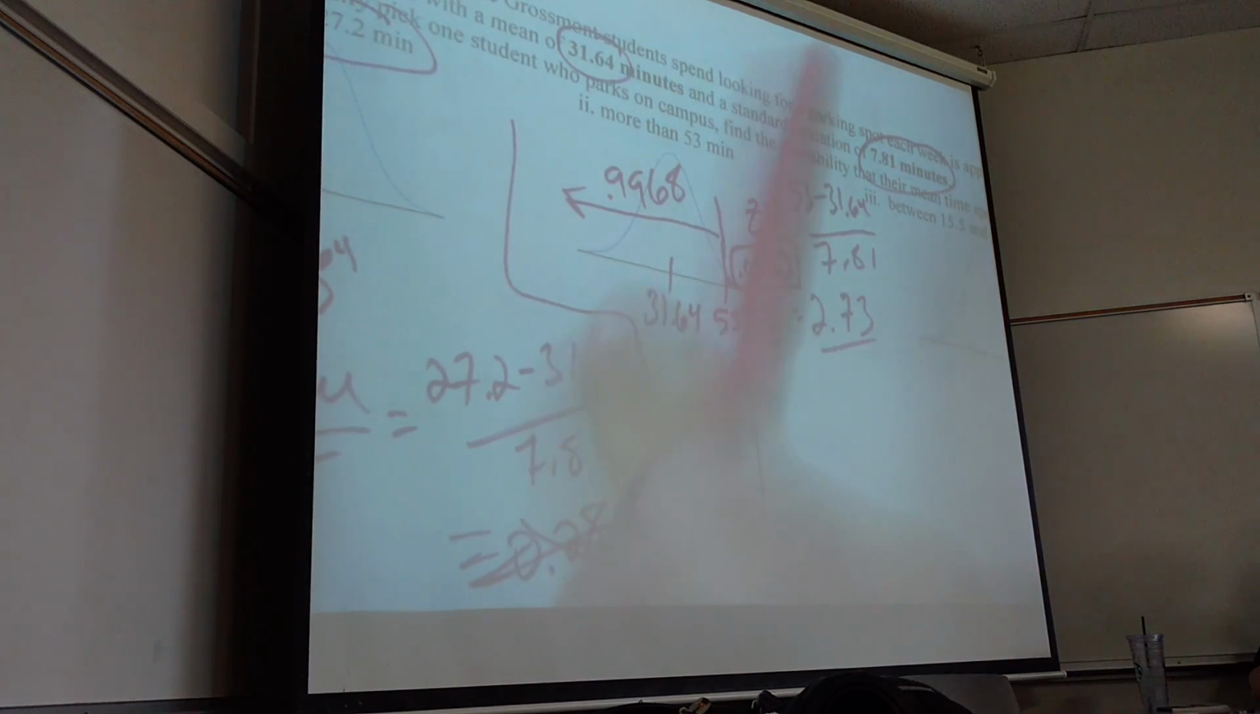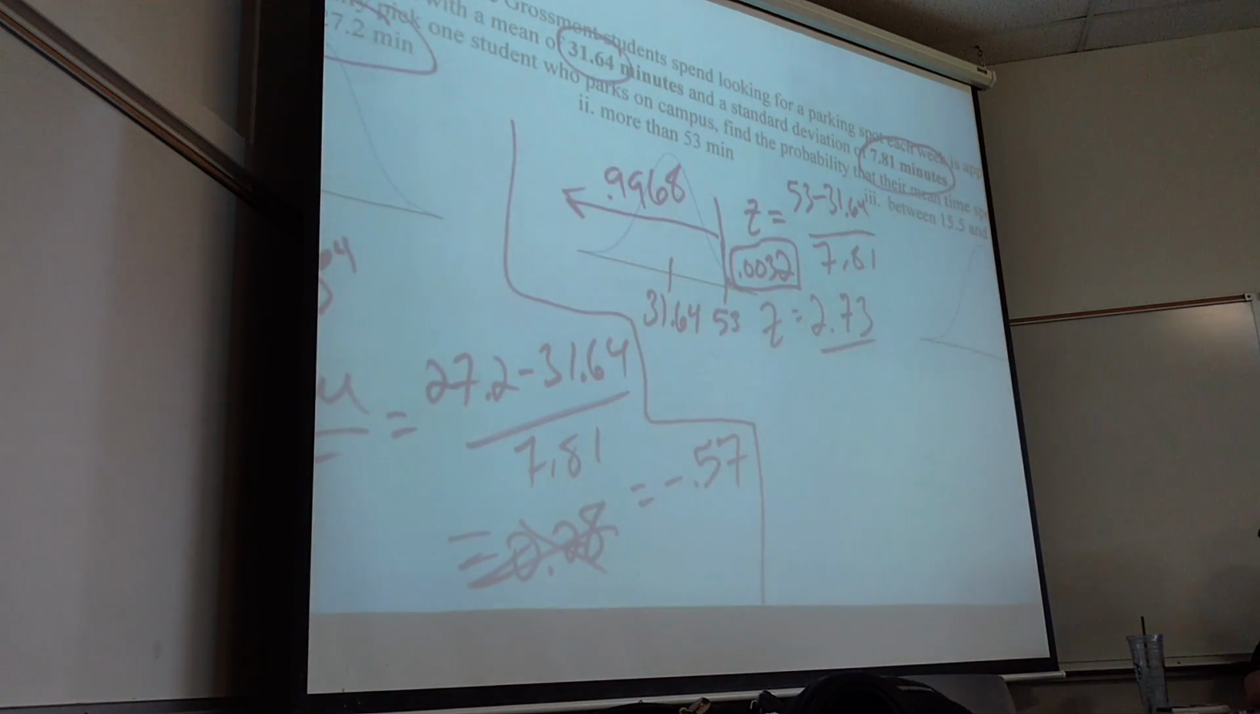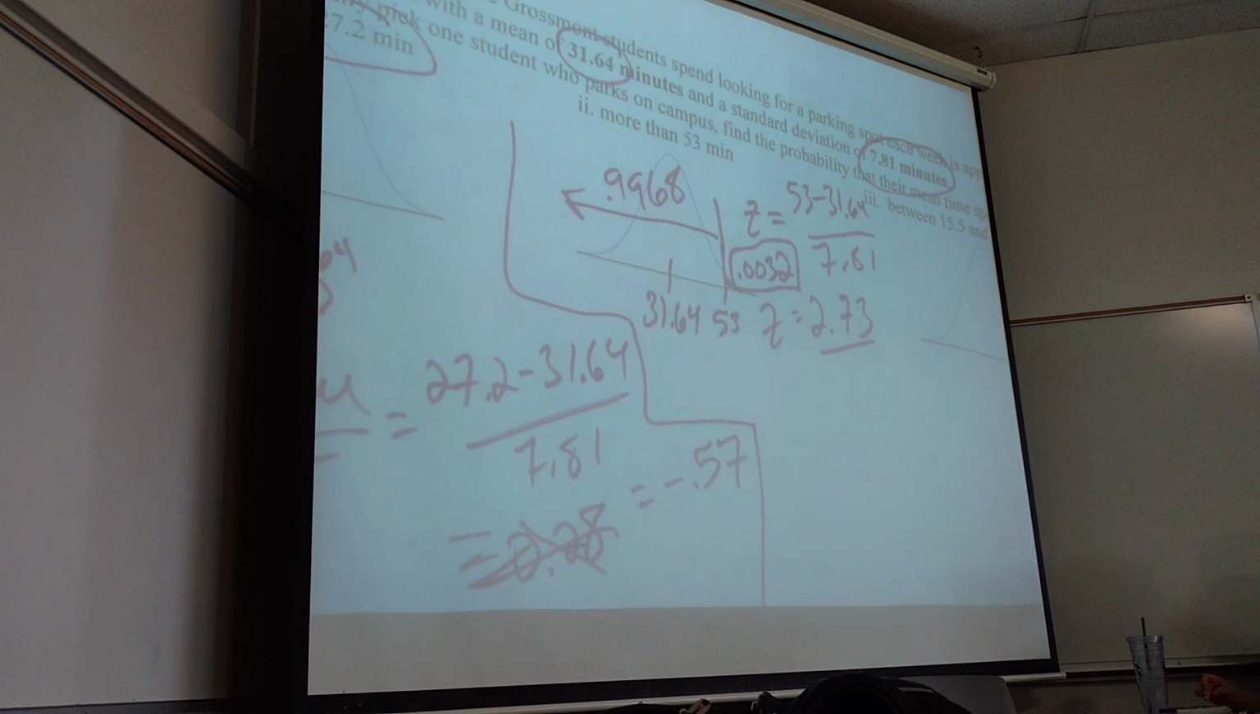So if this data was correct, which it probably isn't, because I just made it up for this practice problem, it would almost be impossible to find a student who takes more than 53 minutes per week adding up how much time it takes to park on campus. Who parks on campus? How long do you think it would take you each time you come to campus to find a spot?